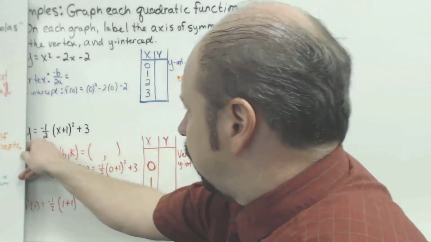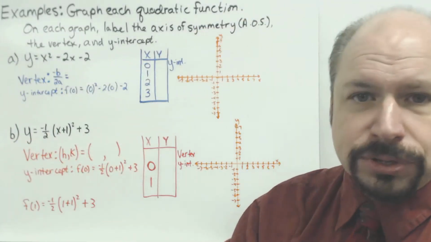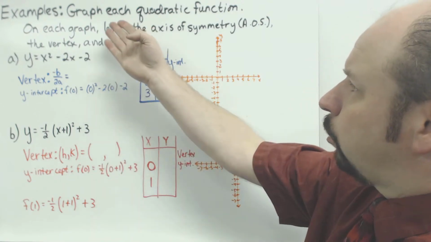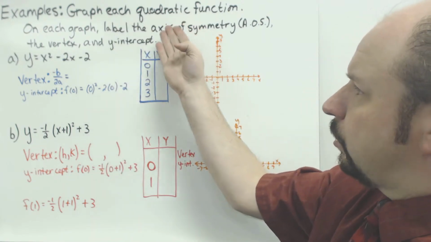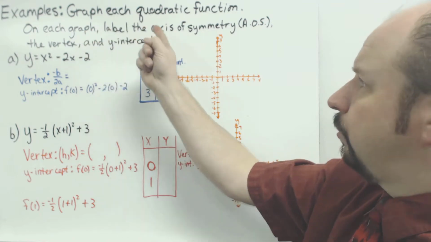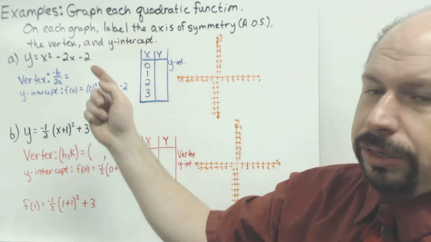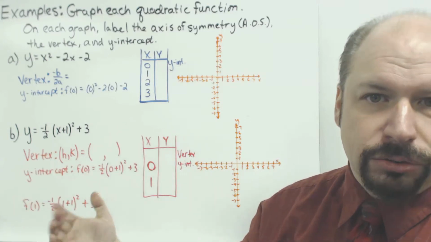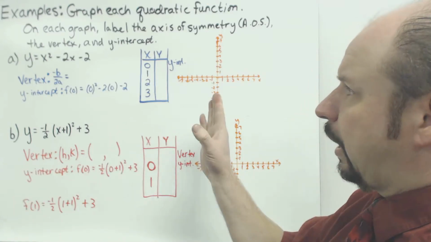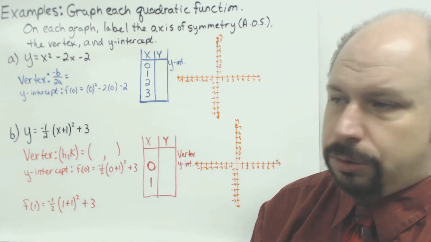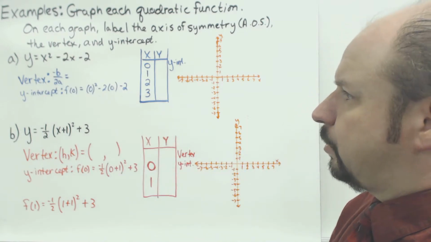Okay, so let's look at graphing from our three different forms. First of all, we're going to start out with standard form. So what we're going to do is graph each quadratic function, and on the graph we're going to label the axis of symmetry, the vertex, and the y-intercept. When we get to factored form, we'll label a few more things, but for now, just those three. So in our first example, we have y equals x squared minus 2x minus 2.